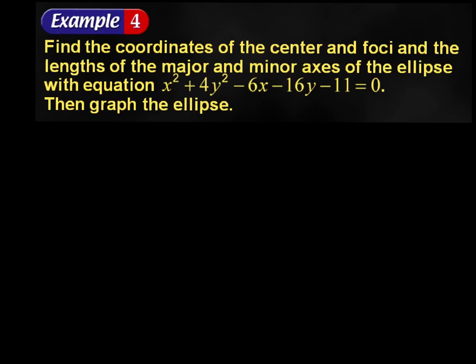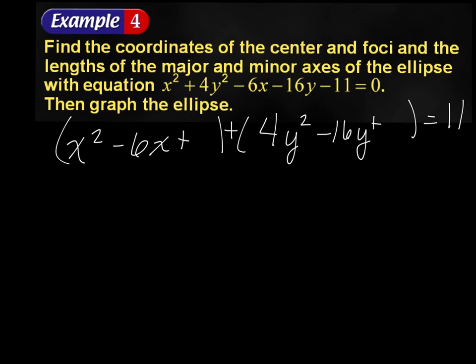Just like we did for circles, we can use completing the square to help us graph ellipses. They ask us to find the coordinates of the center and foci, the lengths of the major and minor axis of the ellipse with the given equation, then graph.